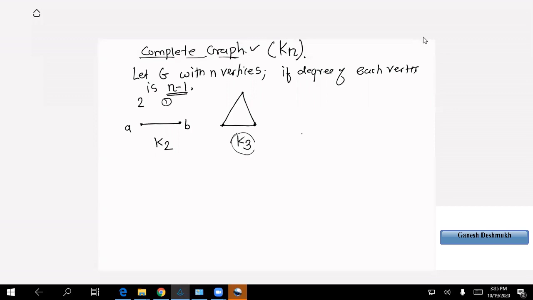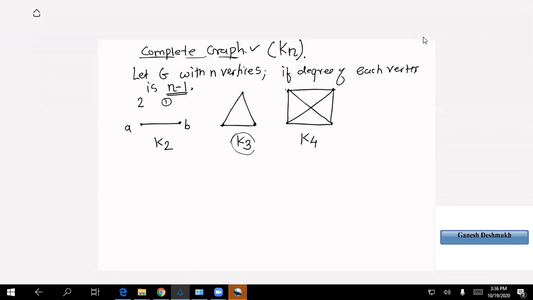Now suppose I want to draw a K4. This is a graph on 4 vertices and the degree of each vertex will be n minus 1, that is 3. So your graph becomes like this. Now the degree of each vertex is 2. To make the degree of each vertex 3, I should draw 2 more edges.